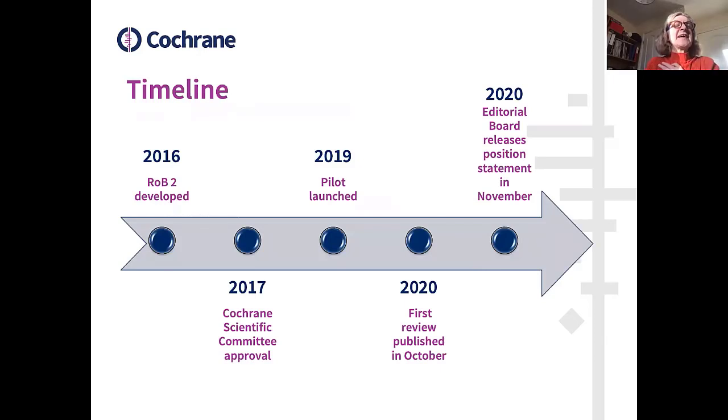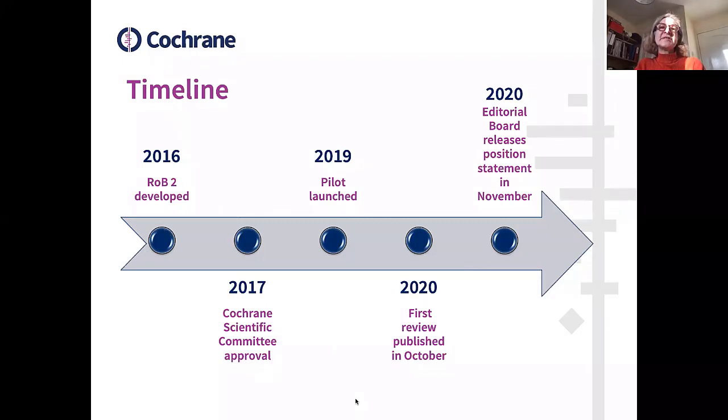Okay, so a brief timeline of RoB2 in Cochrane. In 2016, RoB2 was developed to replace the previous risk of bias tool, which we now call RoB1. Then in 2017, the Cochrane Scientific Committee formally approved RoB2 for use in Cochrane reviews. In 2019, Cochrane launched a pilot of the use of RoB2 in Cochrane, and this was launched in the Cochrane governance meetings in Krakow.